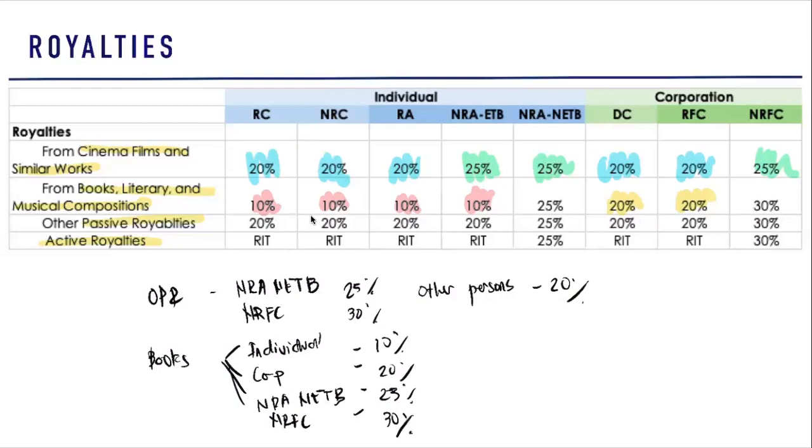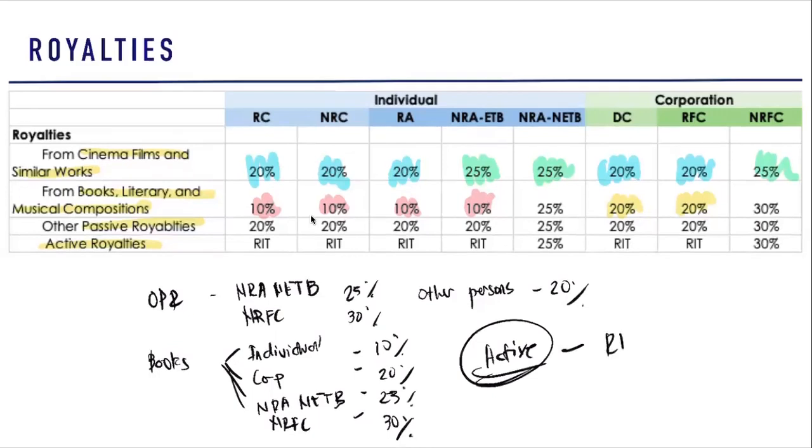How about active royalties? Since that is already active, guys, then it is subject to RIT. And what is the rate again for our NRA-ETB and NRFC? It is in the form of your final withholding system, 25% and 30%. Okay, so here guys, you just need to determine what type of royalty it is, and you look at the rate.